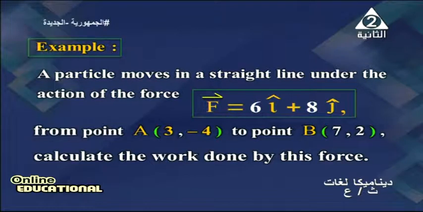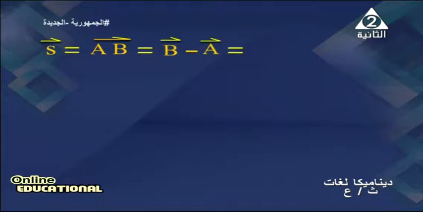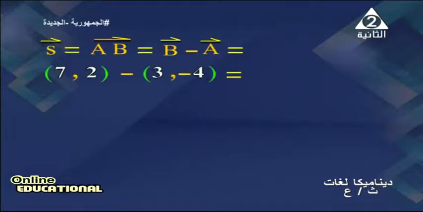Now, what is the displacement from A to B? The displacement S equals vector AB, which equals vector B minus vector A. Vector B, the position vector of the point B, equals (7, 2), minus vector A, the position vector of the point A, which equals (3, -4). Then the vector S equals (4, 6).